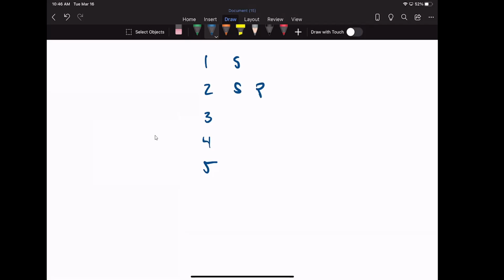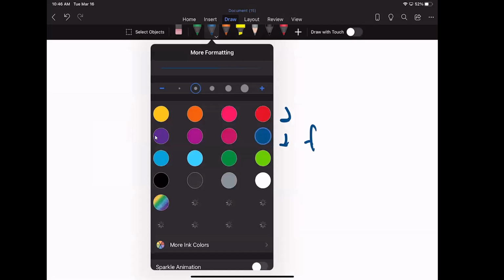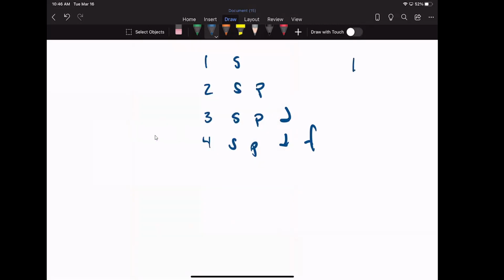Guess how many the third one has? 3. SPD. Fourth one, SPDF. And then that's just kind of where we stop. Actually, let me erase the fifth one here. We're not even going to get to use that one right now. So if I draw those out, here's what an S subshell has. An S subshell has one orbital, and we've seen that.